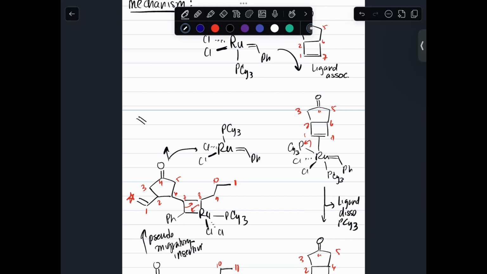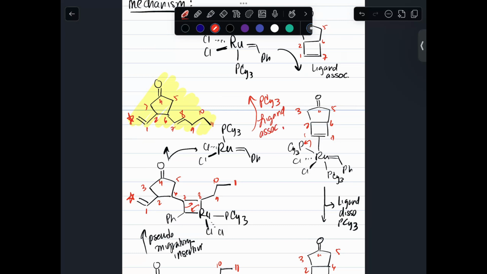I go ahead and draw out our product up here. Let me go ahead and number it. So there's our final product. Here's our precursor to our catalyst where we just have to add our phosphine ligand for ligand association.